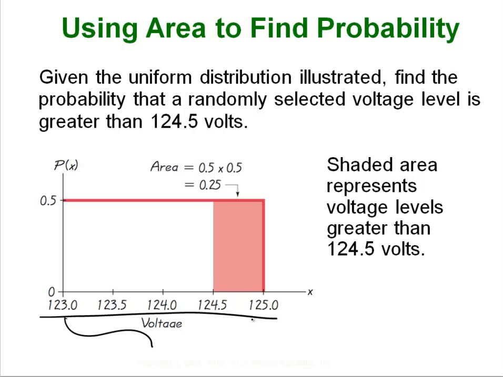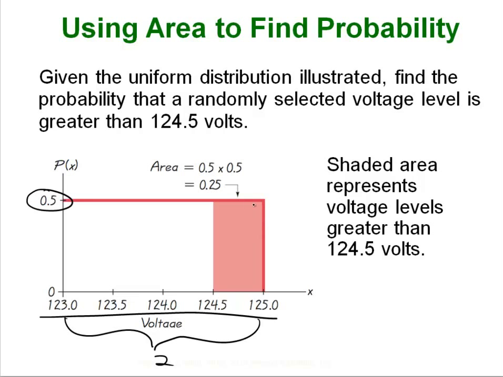If you look at this distance from 123 to 125, that's a distance of 2. So in order to make this probability distribution accurate, remember that one of the number one rules was the area under the curve has to equal 1. So that's why the height is 0.5, right? Because 0.5 times 2 gives you a total area of 1.